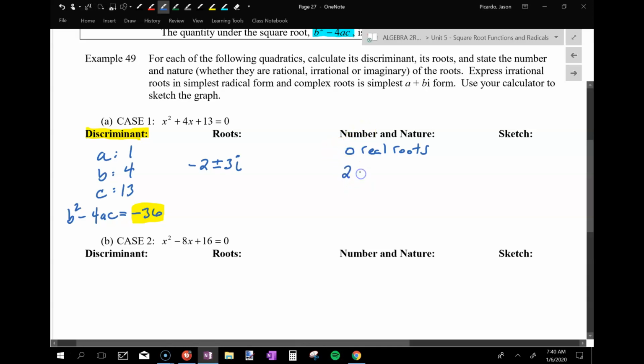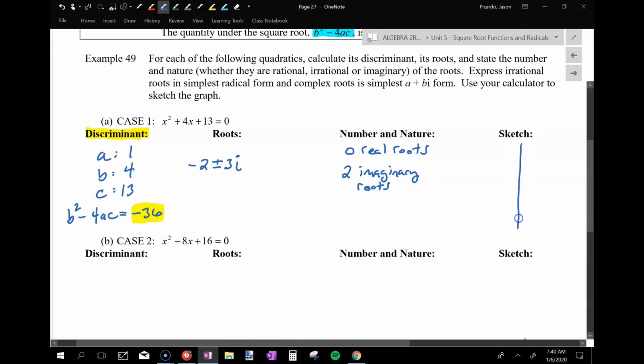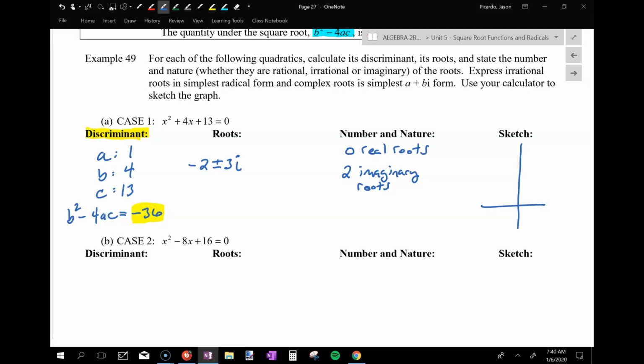I'm going to have 2 imaginary roots. Now, without even graphing this at all, here's what I know about my sketch. Give me one thing that I know about my sketch. Guaranteed, no doubt about it. The y-intercept is 13. Yeah, I know that for sure.